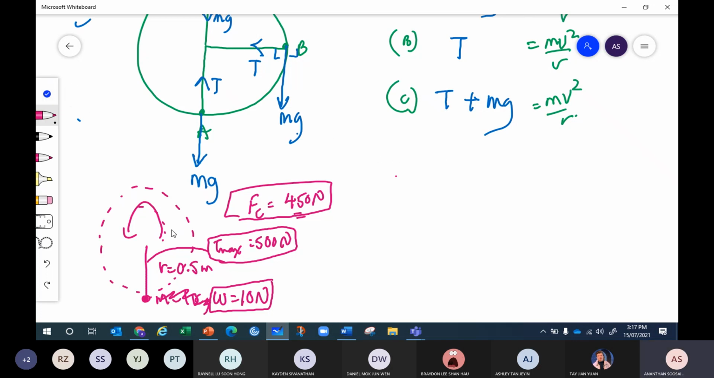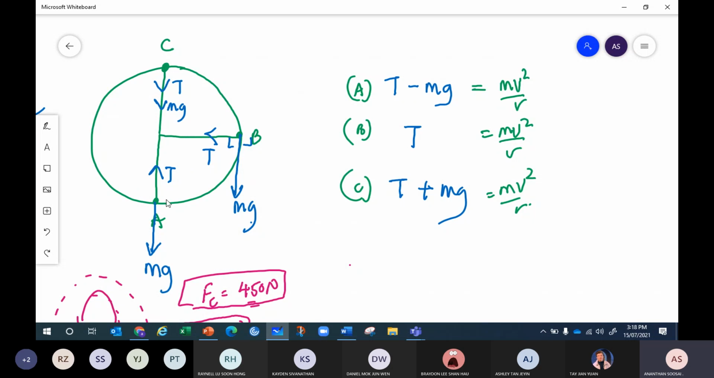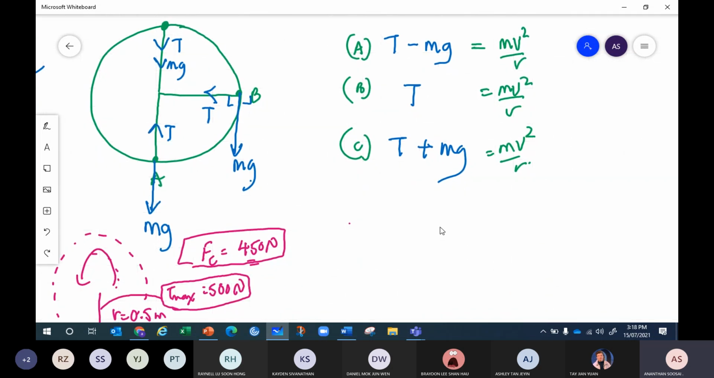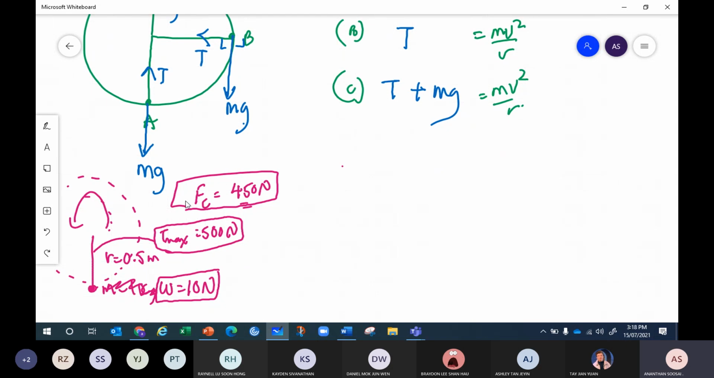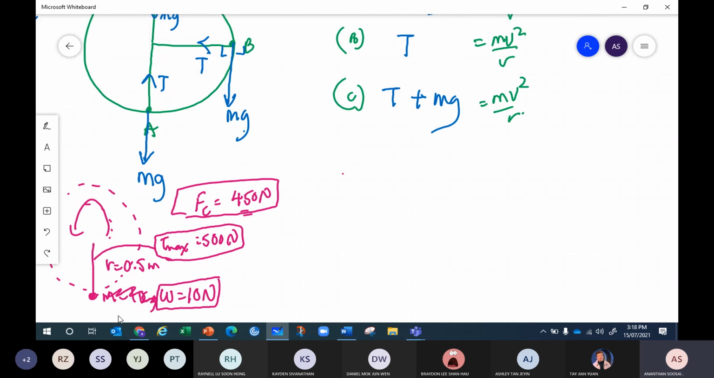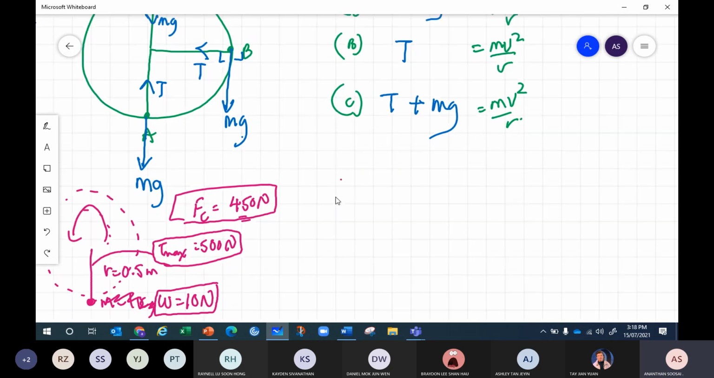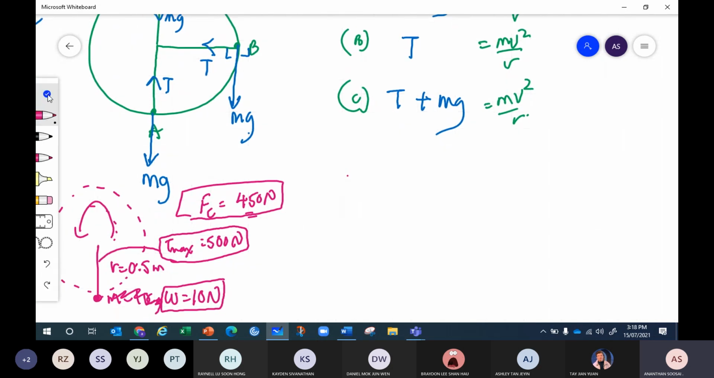Now tell me, investigate this system. When you whirl it vertically up and down, what is the tension in the string at positions A, B, and C? Use the labeling I showed here. A is the bottom, B is the side, C is the top. Based on this equation, with the centripetal force 450 and weight 10 Newton, what is the tension at the bottom, at A?